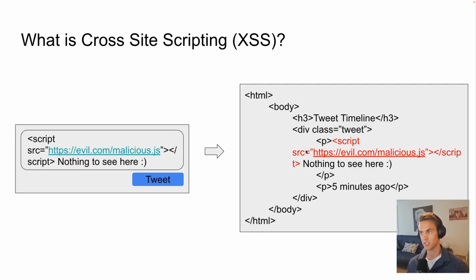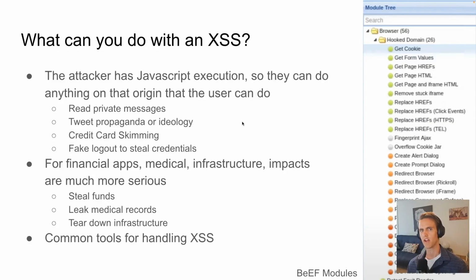And so when the browser sees this, it's going to download that script. It's going to execute whatever is here. And then we get the rest of the tweet, nothing to see here. So obviously this is pretty bad. There is a lot of stuff you can do with an XSS. Once you have JavaScript execution within their web session, you can do anything that user can do.